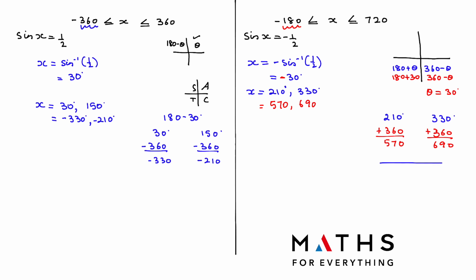Again, the two values that we have, 210 and 330, I'm going to subtract 360 from. So no matter what your values are, we add 360 or subtract 360. This will give me negative 150, and for the other, when I subtract 360, I get negative 30. Write down the answers. In this case, we got 6 answers.